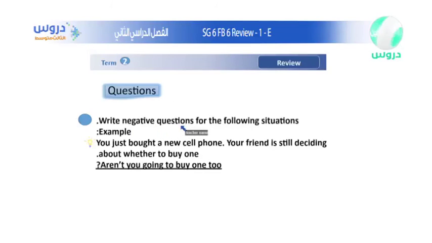Write negative questions. For the following situation, you will read the situation, and then you will form a negative question. Okay, no problem. May Allah accept your prayers. You just bought a new cell phone. Your friend is still deciding about whether to buy one. Aren't you going to buy one, too? We have discussed this in the previous lesson.